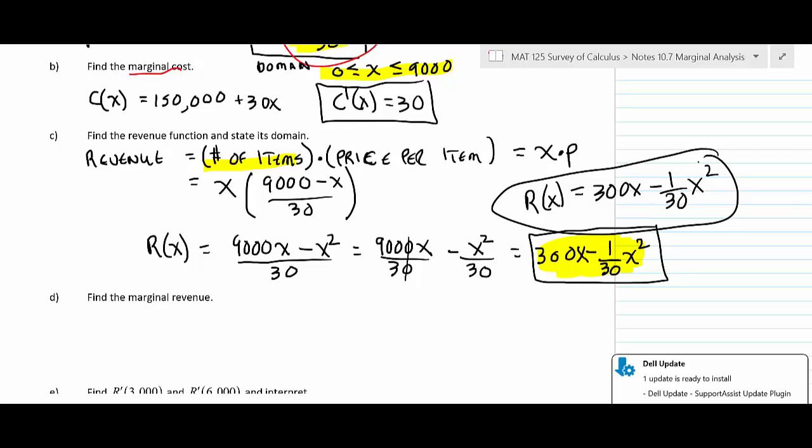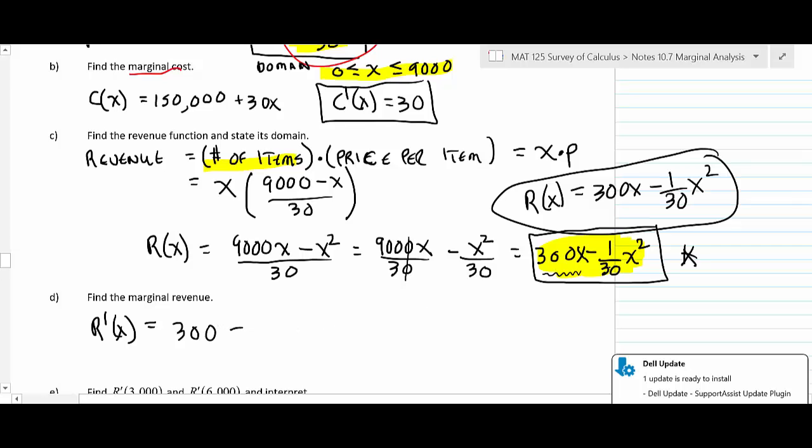Okay, how do you find marginal revenue? What does that tell you to do? Do a derivative, exactly. One of the reasons that you want to get this down to this point right here is because now it's easy to do a derivative on. So when you do a derivative, what's the derivative of 300x? 300.